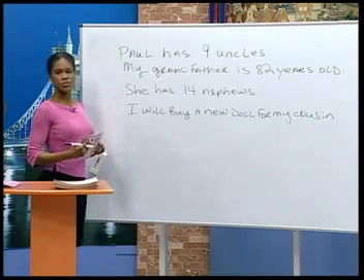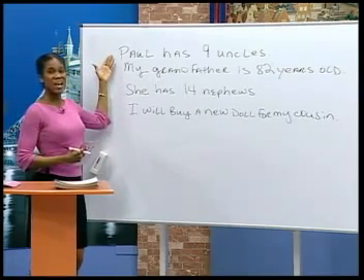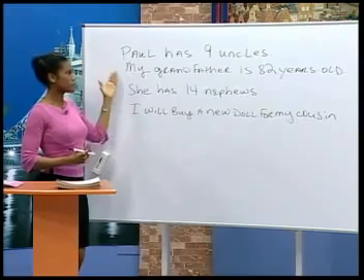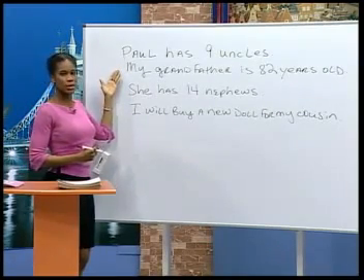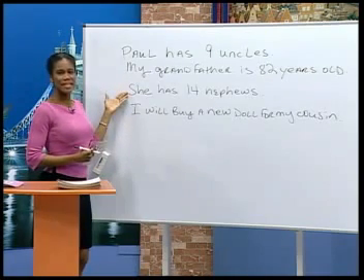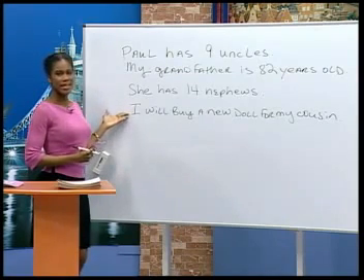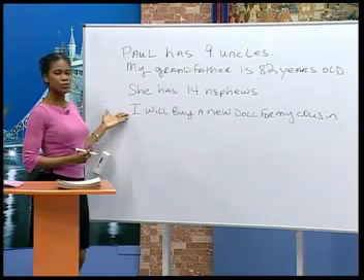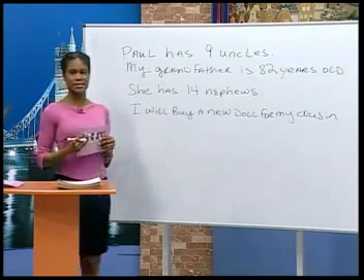All right, now let's review the examples. Paul has 9 uncles. My grandfather is 82 years old. She has 14 nephews. And I will buy a new doll for my cousin. All right, now let's practice.